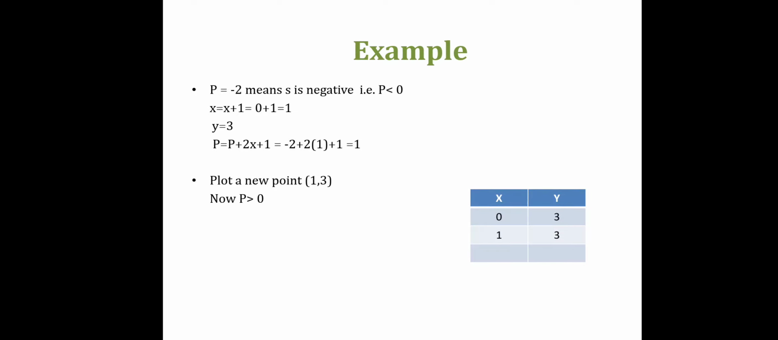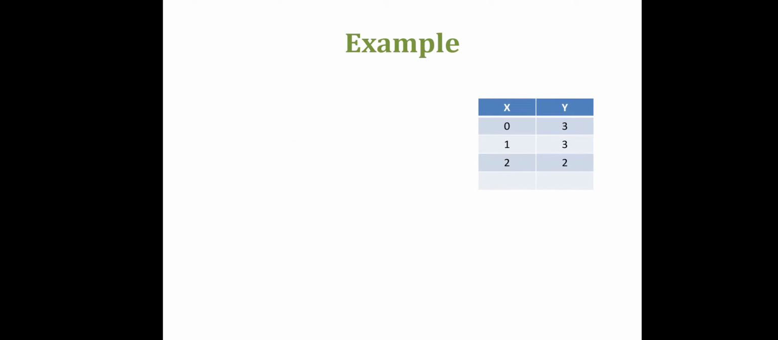Now again I will check whether my p is less than or greater than 0. So p is 1, so p is greater than 0. Whenever p is greater than 0, we increment x by 1 and we decrement y by 1. So you can see here x is incremented by 1 and y is decremented by 1. So the values of x and y are now 2 comma 2, and then we update p as p is equal to p plus 2 into x minus y plus 1. After putting the values of x and y, that is 2 minus 2, we get 2 as the value of p. Then which will be our next point? 2 comma 2 is our next point.